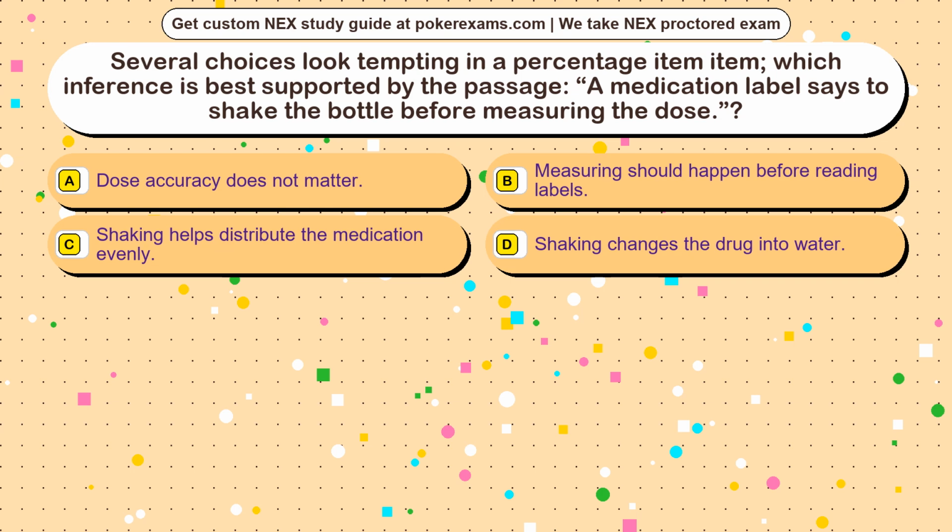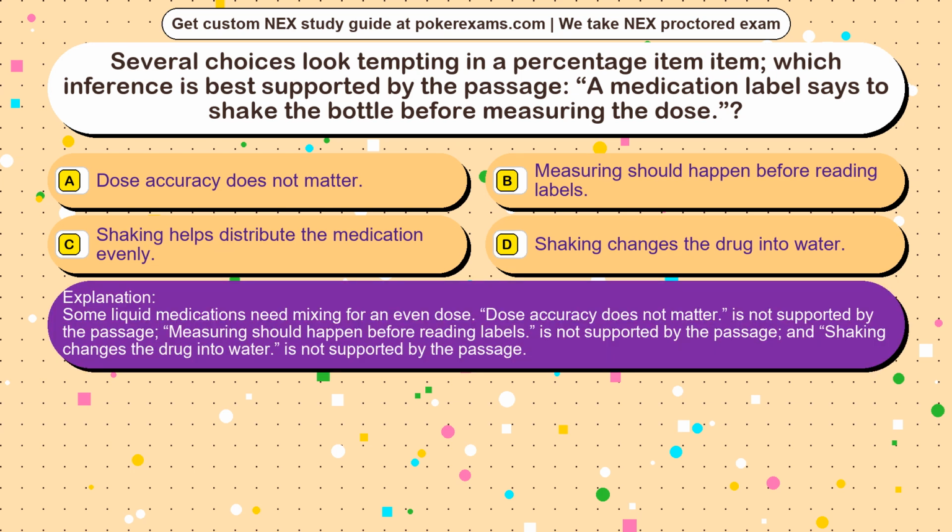The correct answer is option. Some liquid medications need mixing for an even dose. Dose accuracy does not matter is not supported by the passage. Measuring should happen before reading labels is not supported by the passage, and shaking changes the drug into water is not supported by the passage.